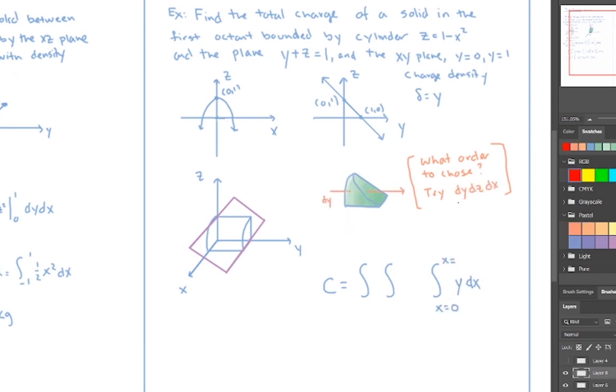The guess and check method led me to dy, dz, dx. I tried dx first, and that seemed like it was going to work for a moment. It passed the laser beam test. I was able to shoot a laser beam and just enter and exit at one part of the figure. But then when I tried to calculate the limits, I ended up with x equals the square root of 1 minus z. I didn't like that.